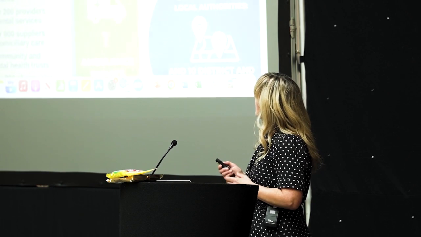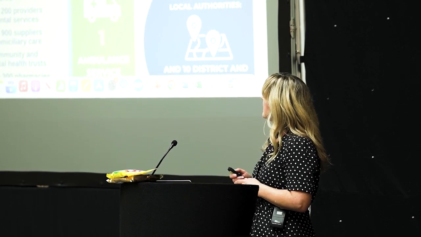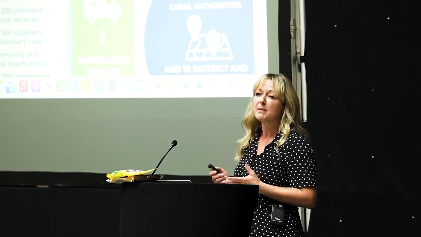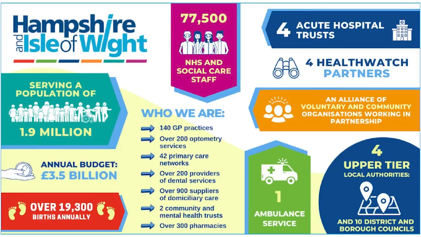So we work for the Hampshire and Isle of Wight ICB. It's a medium-sized ICB, about 2 million citizens. We've got 4 big acute trusts, 2 community mental health trusts, over 140 GP surgeries, and then, as you can see, a large number of care homes and domiciliary care providers, and then various other smaller organisations that interact with us, including 4 local authorities. So we are a true shared health and care record.